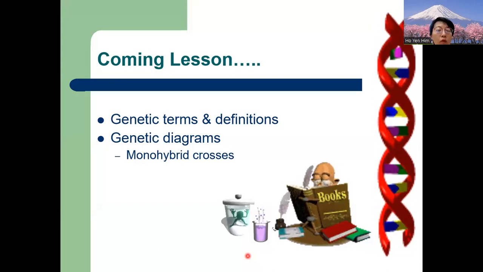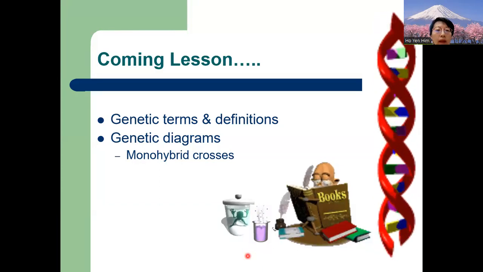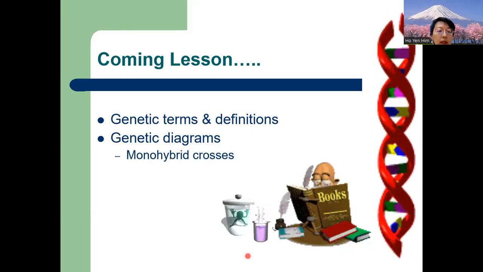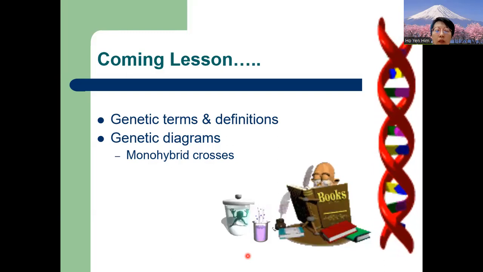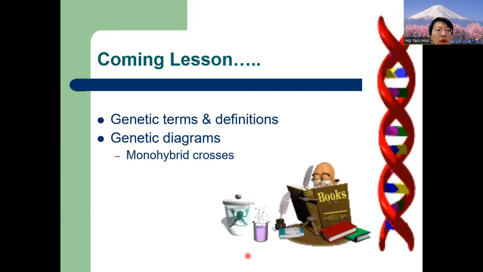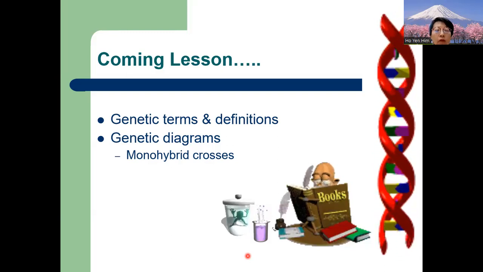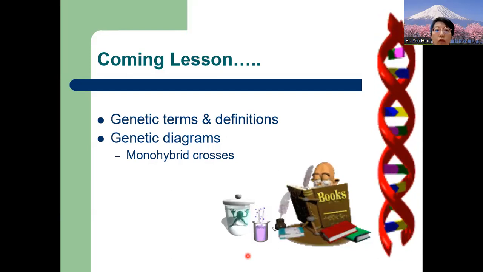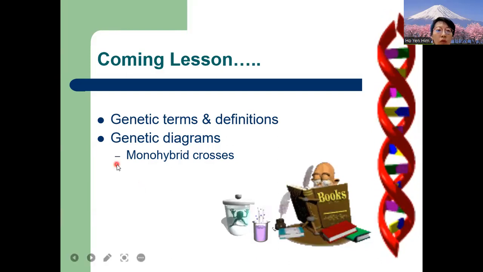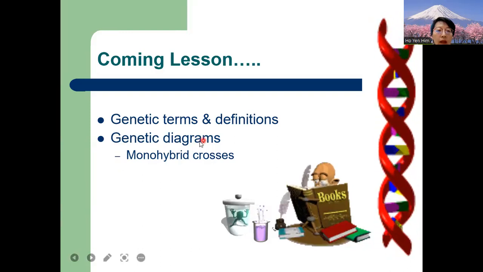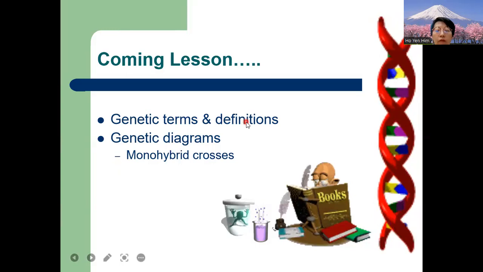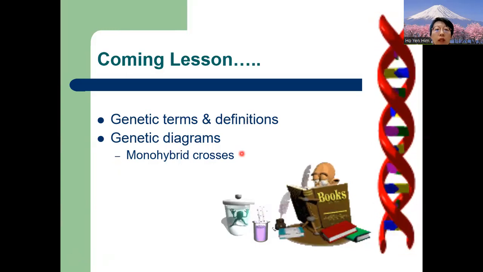So now we move on to look at the next topic, where I think most of you will be very familiar and will find it quite easy. It's something like revision, but you must use the terms and the method, the format of Cambridge A levels to answer those questions. Okay, so we're going to look at genetic diagrams. And before we start genetic diagrams, we have to learn some genetic terms and definitions that we will use in genetic diagrams.